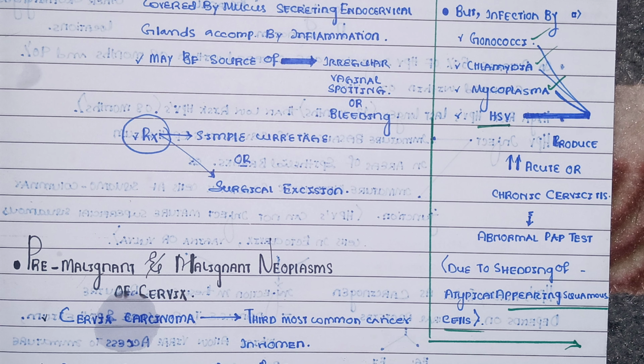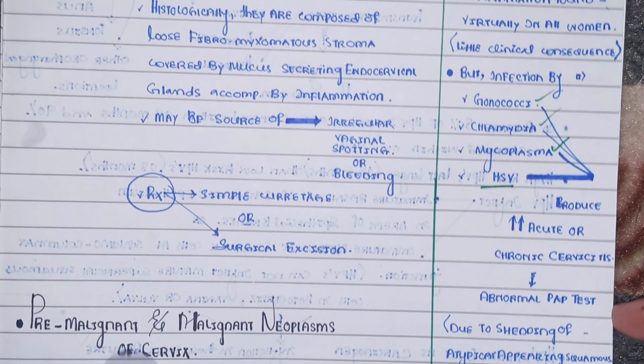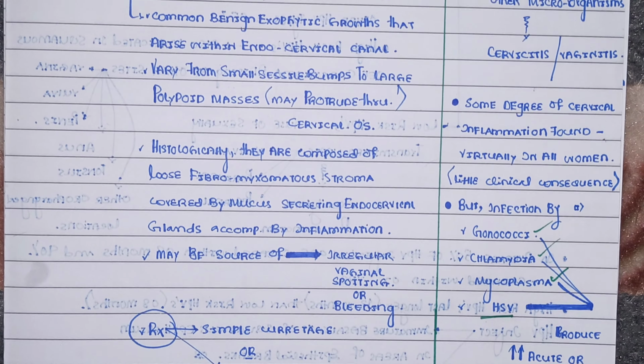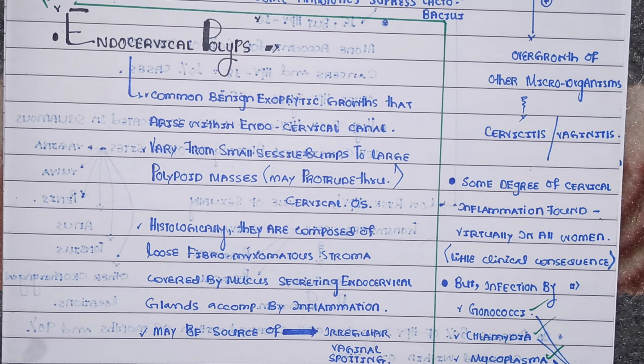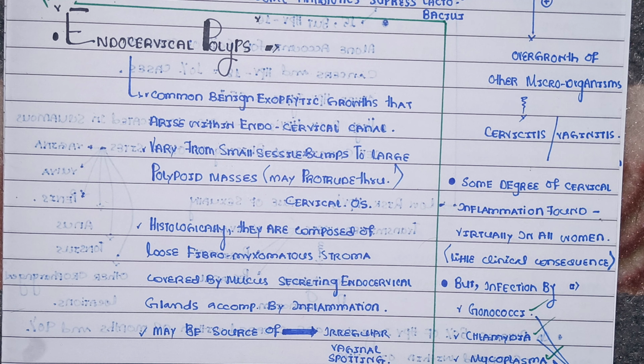Okay, I hope you are clear with this concept of cervicitis and the basics and the anatomy part. Okay, in the later lecture I will deliver the endocervical polyps and then followed by the malignancies of the cervix. That's it beta. Thank you so much.